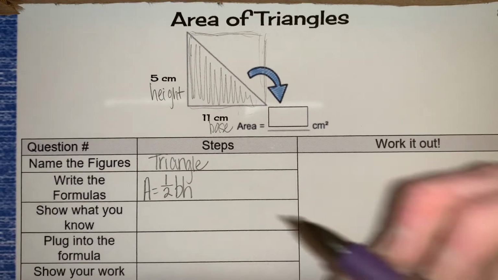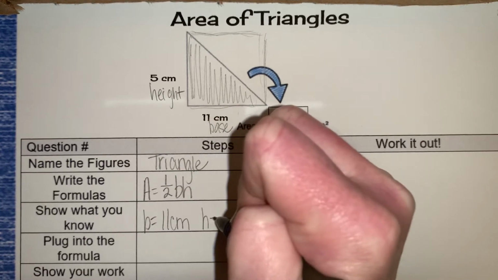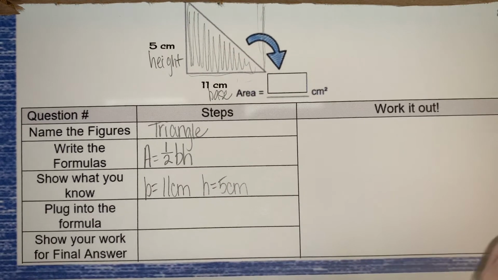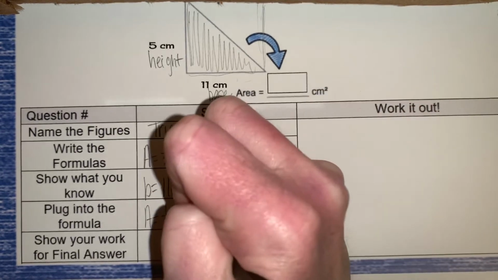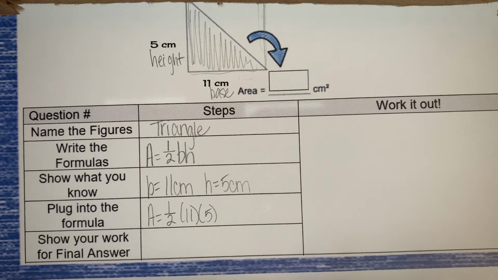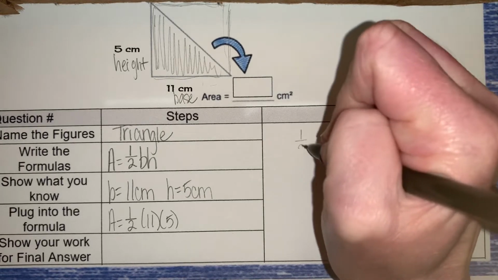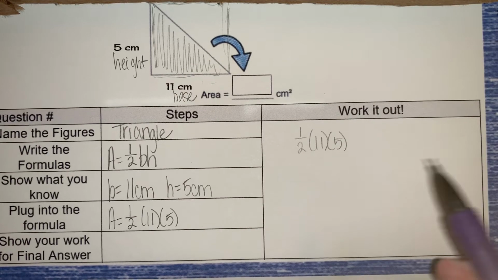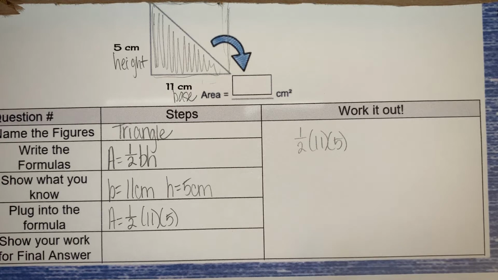So show what you know. Base, 11 centimeters. Height, 5 centimeters. Plug it into the formula. A equals half 11 times 5. So over here, work it out. You can multiply, always multiply the base and the height together and then divide it by 2.